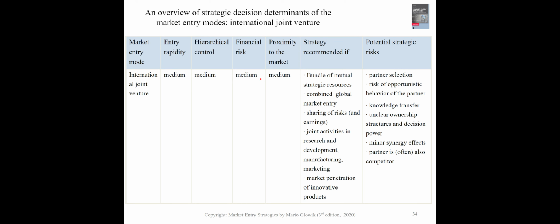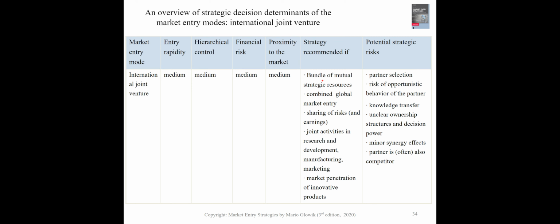Finding an appropriate joint venture partner is not always easy, so that's why the entry rapidity tends to be medium and not fast for sure. And the proximity to the market can be also classified as medium because we make use of, for example, the capabilities, the facilities of the joint venture partner in the foreign target country, whereas we stay at home or we jointly serve together with joint venture partners other foreign markets.